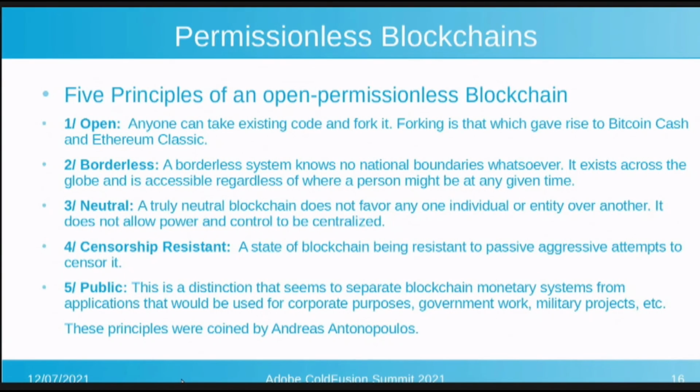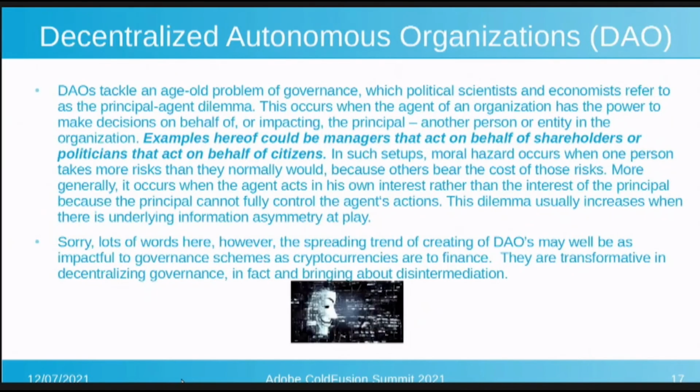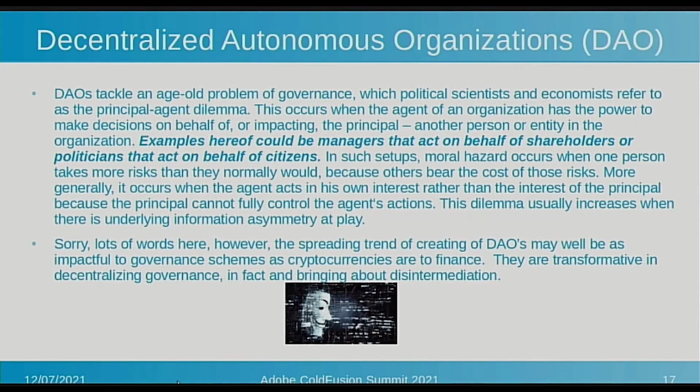So anyway, this is a really important one: decentralized autonomous organizations, or DAOs. Basically what we're doing here is creating a governance mechanism that's not controlled by human beings. I think the middle part of this I'll read. Here are examples of our current situation, which could be managers that act on behalf of shareholders, or politicians that act on behalf of citizens.